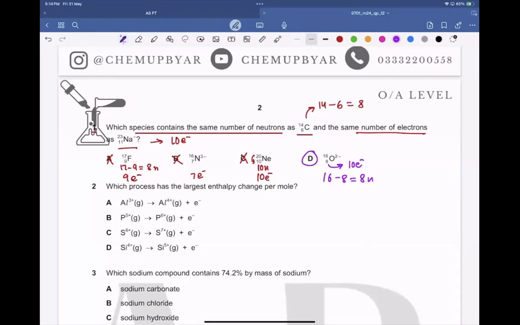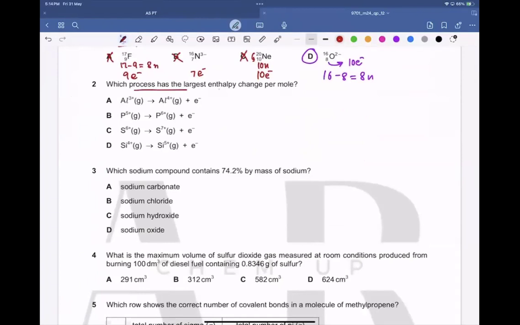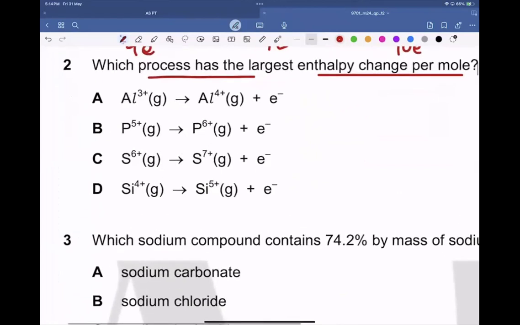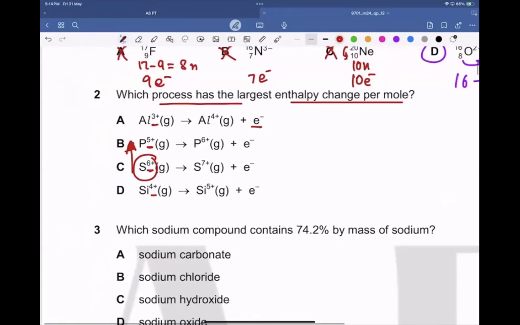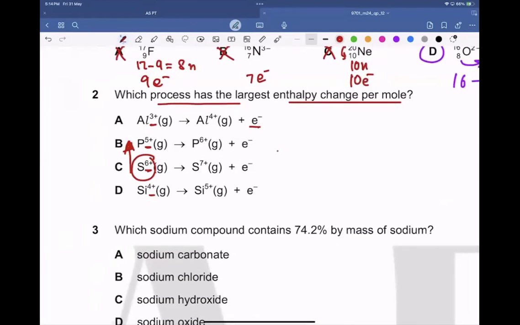Okay. Now question number 2. Which process has the largest enthalpy change per mole? So if you see, the net charge of nucleus is 3 positive and it is losing 1 electron. It's 5 positive, it's 6 positive, and it's 4 positive. So it means it has the highest nuclear charge, right? So it means to remove the electron from sulfur with the 6 positive charge needs the most energy. So this can be the correct answer among these. This one is the one which needs the highest amount of energy.